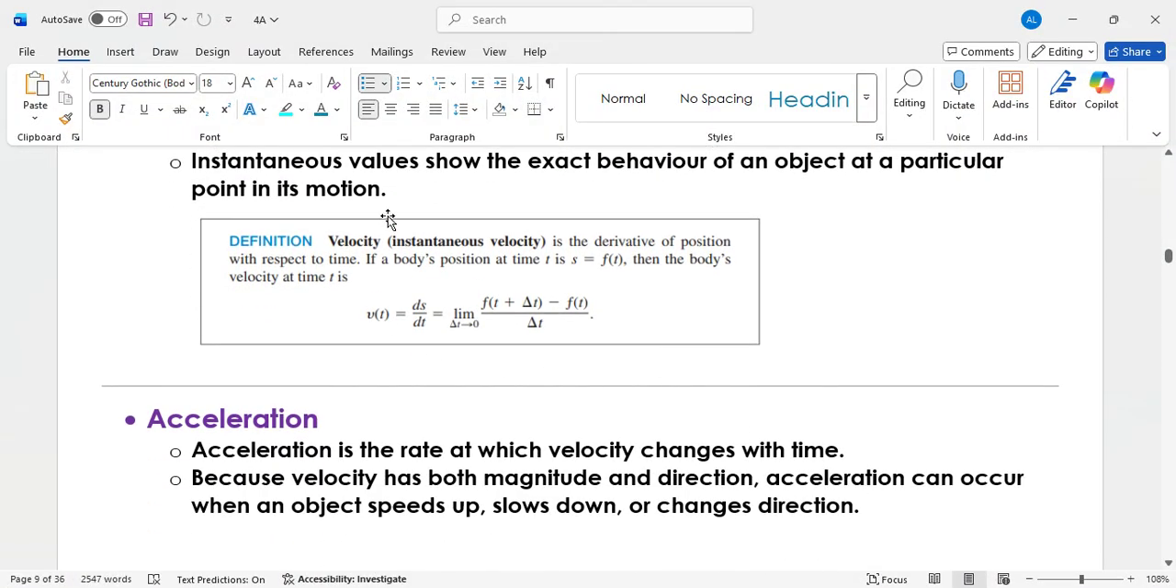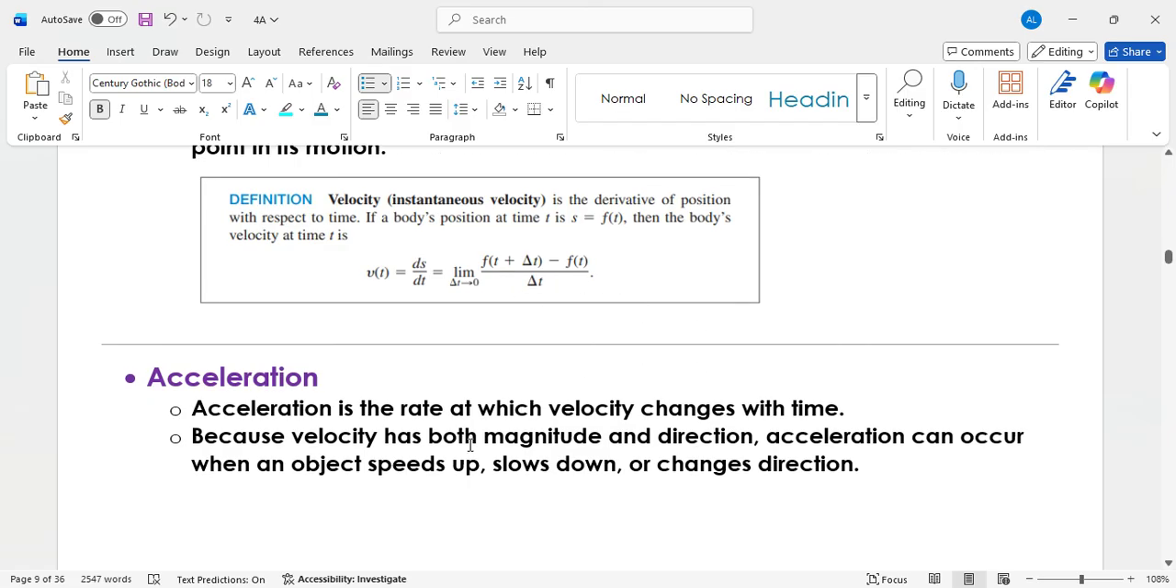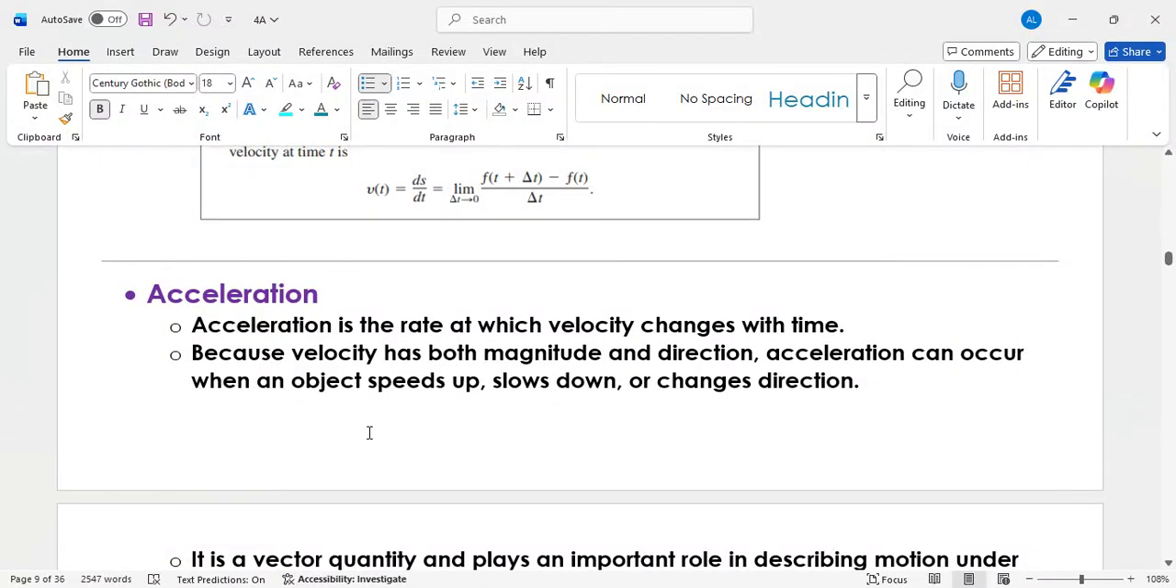So instantaneous velocity is the derivative of the position with respect to time. If a body's position at time t is s equals f(t), then the body's velocity at time t is v(t) equals ds by dt, which is the limit as delta t goes to 0 of f(t plus delta t) minus f(t), divided by delta t, where delta t is the change in time.